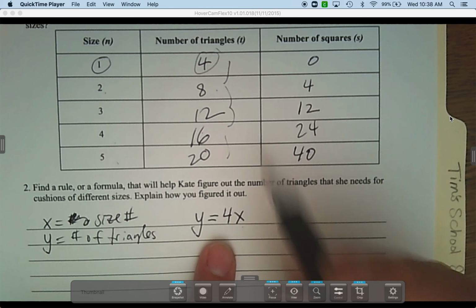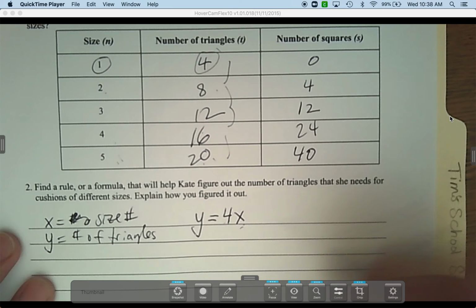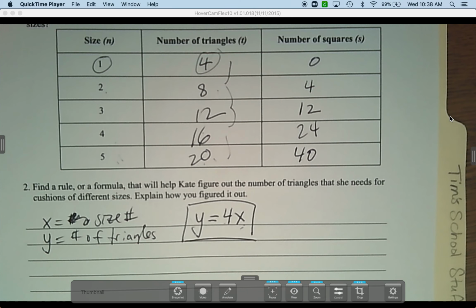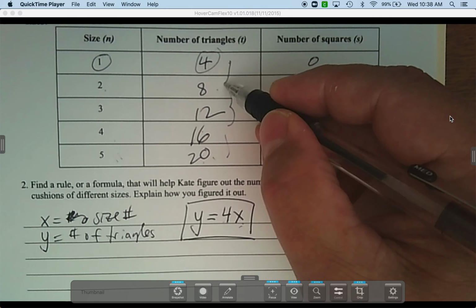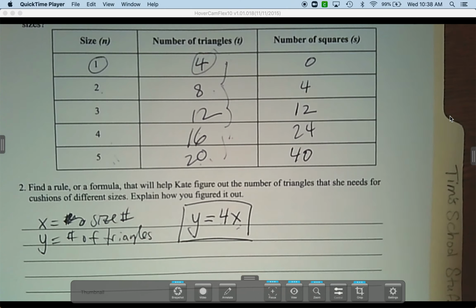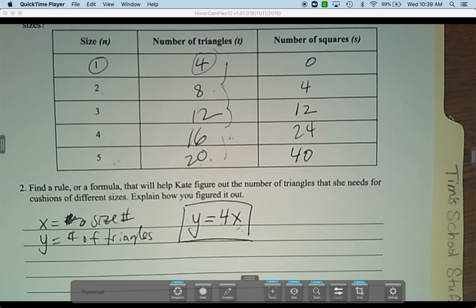Well, 4 times 1, right? How about 5? If it's size 5, 4 times 5 would give you the number of triangles. So what equation could I use to figure out how many triangles I needed? Because it increases by a constant, and it's increasing constantly by 4 and it never changes, it's linear, because the increasing is constant, and we're done.